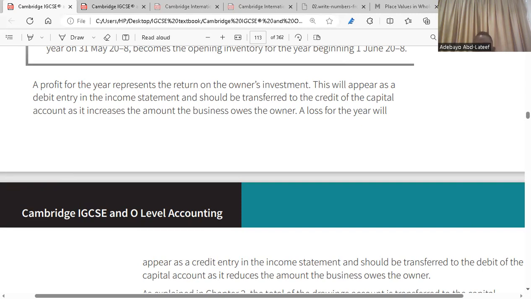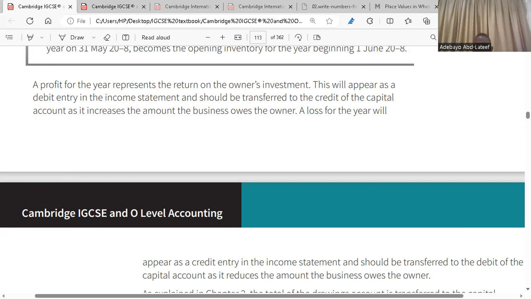You have your capital account. What does your capital account mean? The capital account represents the amount of money the owner of the business gave to the business. So under your capital account, you're going to have balance brought down for that amount the owner of the business has given the business. You get what I'm saying here? They said it will transfer to the credit of the capital account.